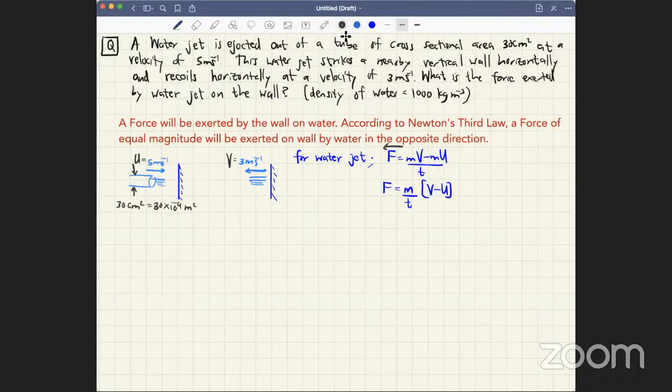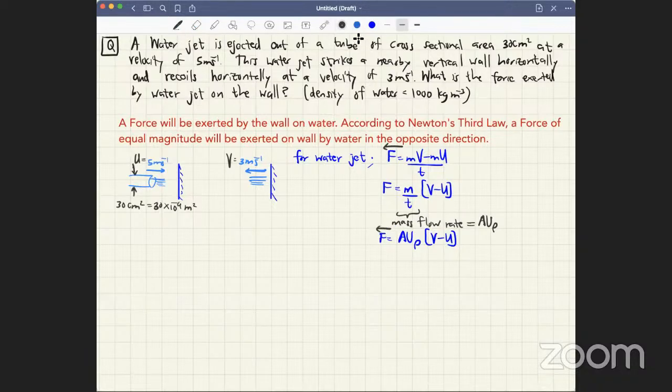Now, just like the previous scenario, m over t is who, people? Mass flow rate. m over t is the mass flow rate, and the mass flow rate will be equal to, in this occasion, A U rho. Careful, A U rho, because this is the velocity or speed at which water is approaching the wall. So this much water is coming towards the wall. Therefore, your force is going to be equal to A U rho within bracket (V minus U). Don't forget the direction. It's in the opposite direction we took.